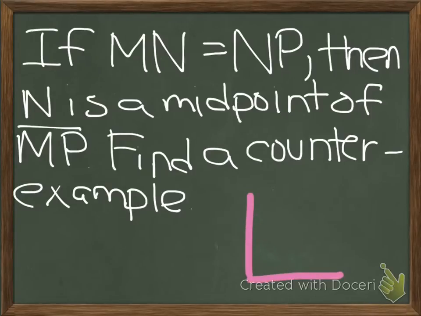So it's a vertical line instead of a horizontal line for MN, and then NP would be a different type of line. So we'd label MN equal to NP, but in this case N would not be the midpoint.